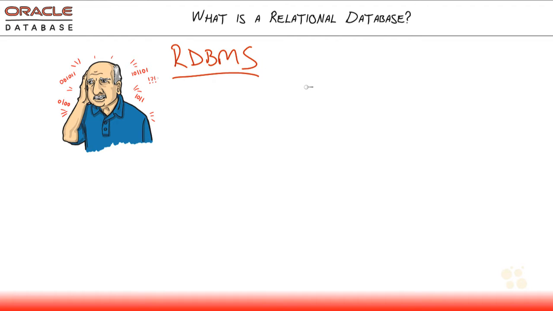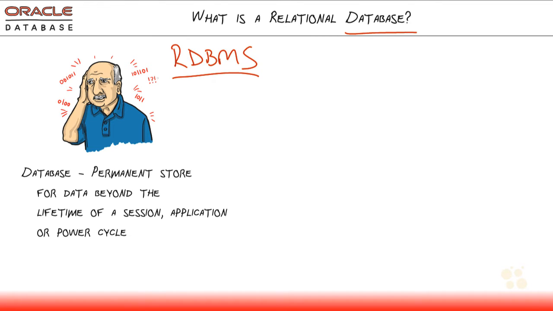And if you don't know what it is, or if you're brand new to databases, it can be a little bit confusing. So let's break it down. We'll talk first about the database portion of the relational database phrase. A database, and you might know this already, this is a bit more widely used vernacular, but a database you can think of as a permanent store for data that exists beyond the lifetime of a session, application, or power cycle. So a database is a place to permanently store your data.